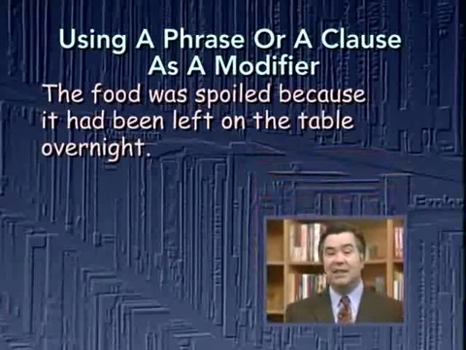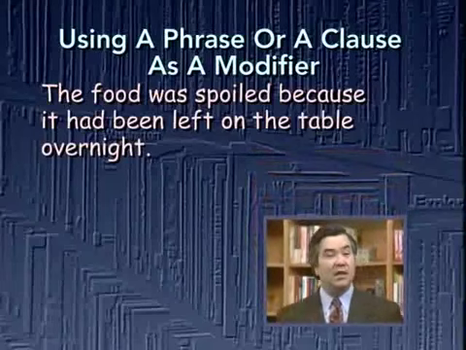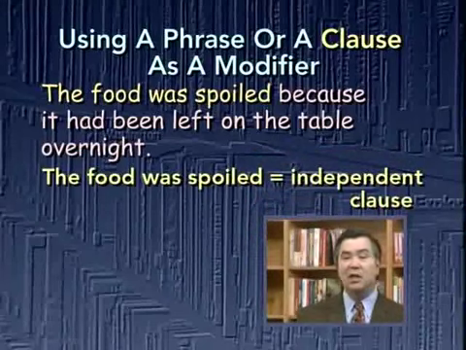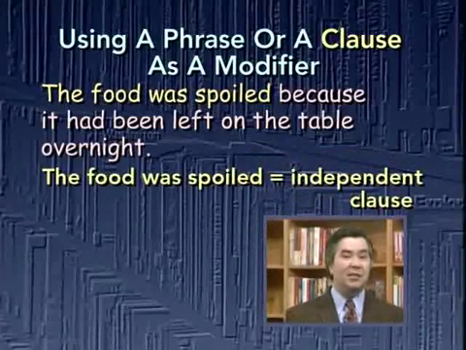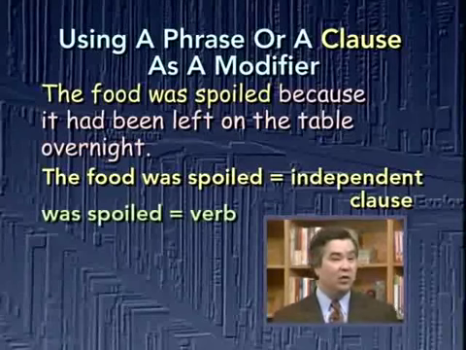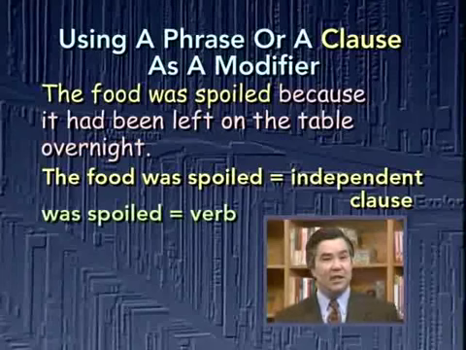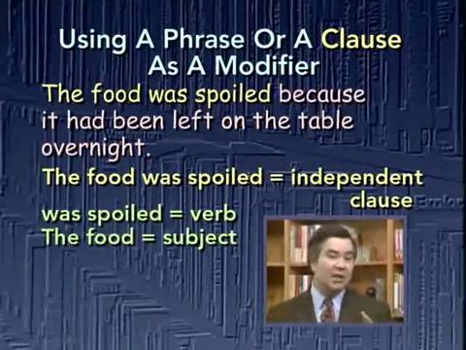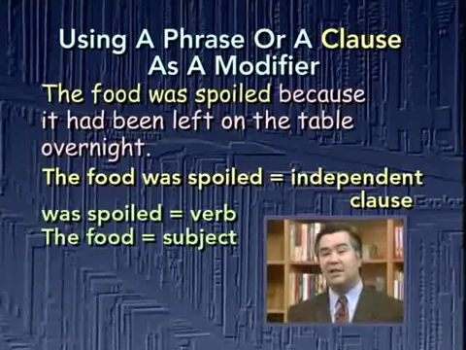Now, this sentence contains two different verbs. First, we have the food was spoiled. This is a clause unto itself because it contains a subject and a verb. The verb is was spoiled, a two-word verb phrase. The subject, food or the food. So the food was spoiled is a clause. It could even stand alone as a sentence.